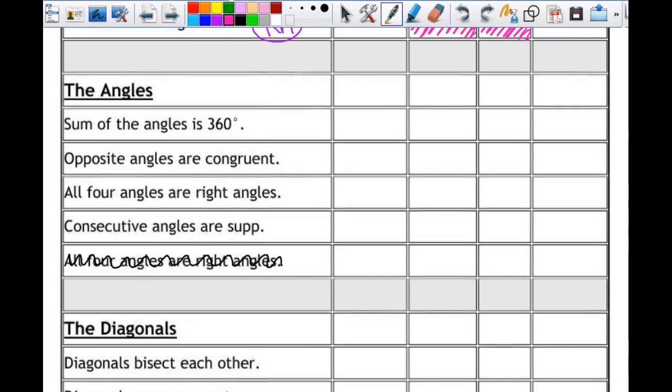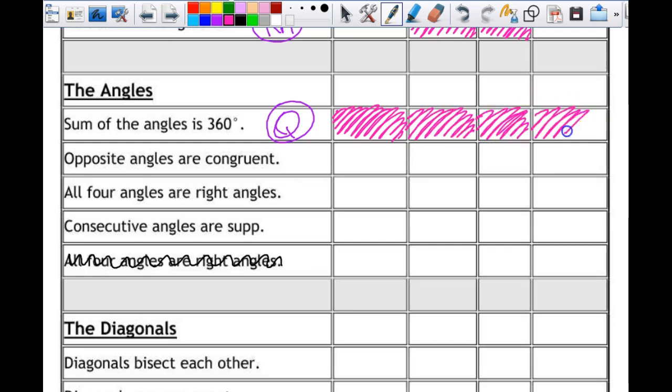Okay. So then we look at the angles. Sum of the angles is 360. What does that directly relate to? Actually, a quadrilateral. And are all of these here quadrilaterals? Yes, so it is true for all of them. And then we have opposite angles congruent. What does that directly relate to? Parallelogram. Okay, so since it's true for all parallelograms, I can color in all of these.